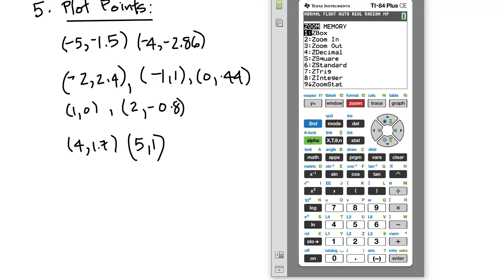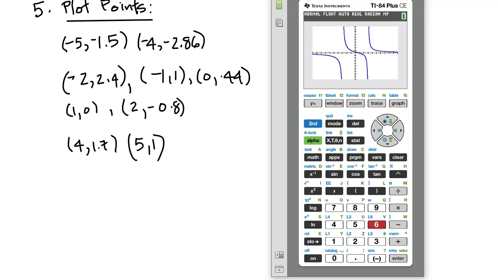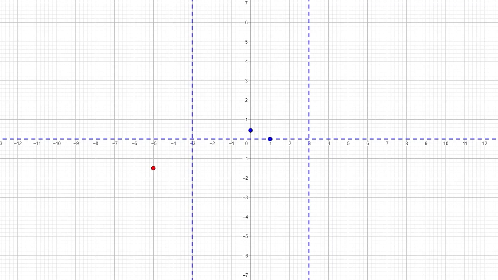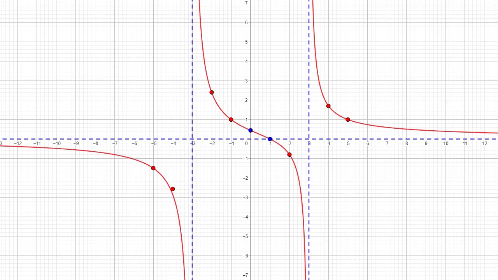If I hit the zoom key, that'll give me a choice of graphing windows. ZStandard is x is negative 10 to 10, y is negative 10 to 10. And I know the graph should look something like this. So then if I plot the points, I can connect them with the appropriate lines. And there's my graph.